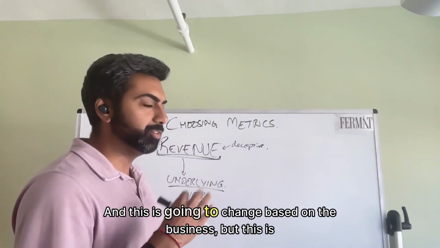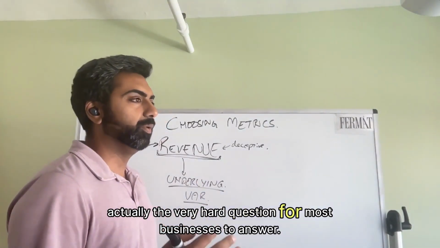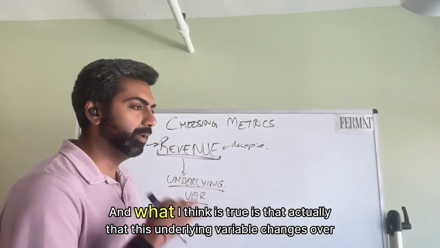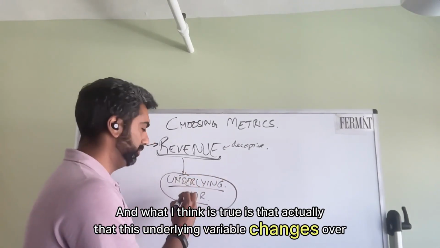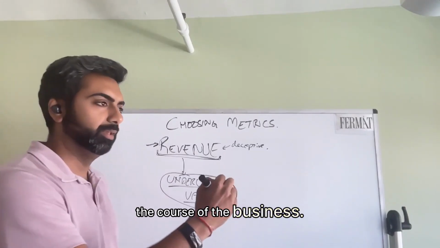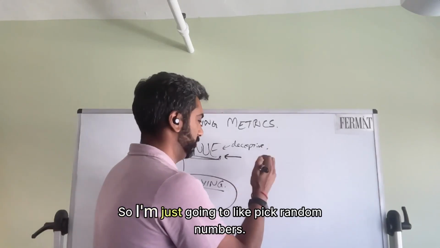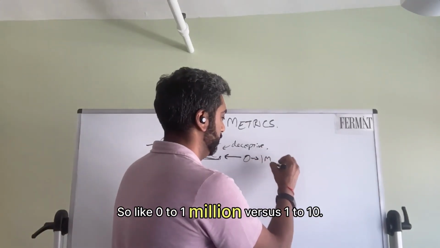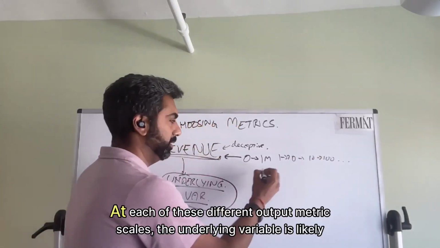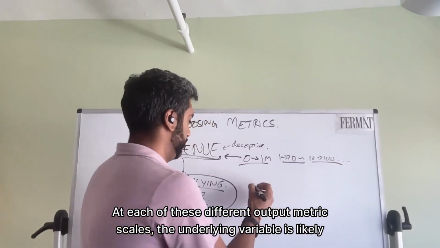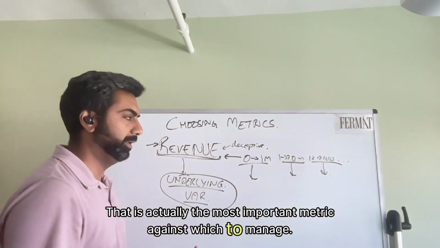And this is going to change based on the business, but this is actually the very hard question for most businesses to answer. And what I think is true is that this underlying variable changes over the course of the business. So illustratively, let's just take this output metric of revenue. I'm just going to pick random numbers: 0 to 1 million versus 1 to 10 versus 10 to 100 and so on. At each of these different output metric scales, the underlying variable is likely going to be different. That is actually the most important metric against which to manage.